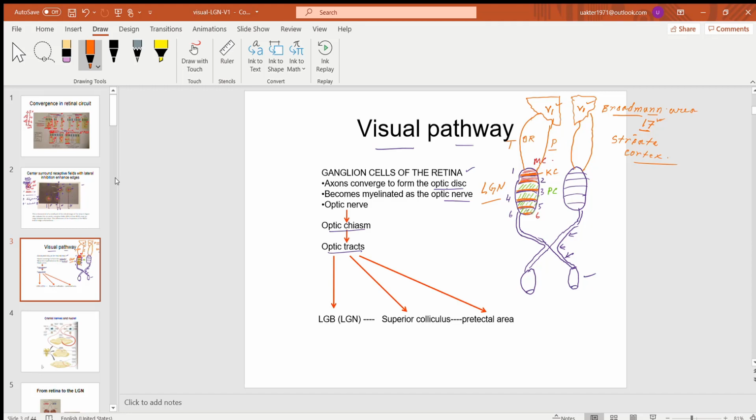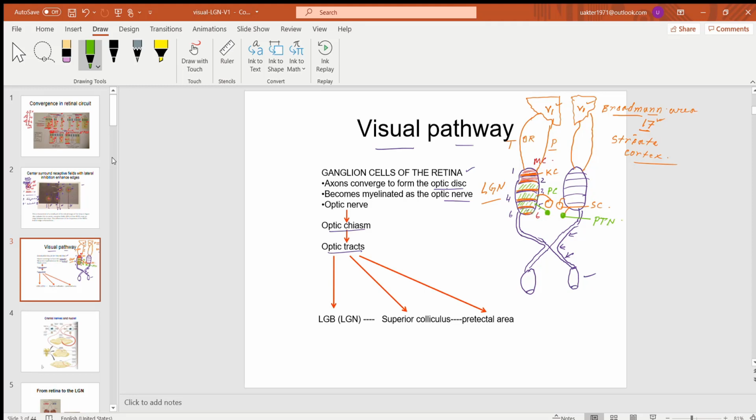However, you also know that from the lateral geniculate nucleus, some fibers go to the superior colliculus and also to the optic superior pretectal area, pretectal nucleus.